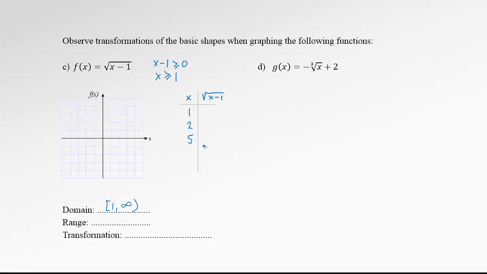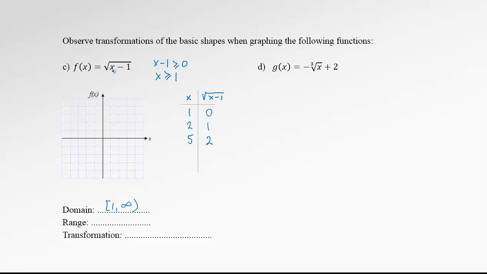We can round the y values to 1 decimal place and plot the approximate points. Okay, if we plug in 1 for x, so under the root we really have 0, so root 0 is 0. Plug in 2 for x, 2 minus 1 is 1, root of 1 is 1. Plug in 5 for x, 5 minus 1 is 4, root of 4 is 2.